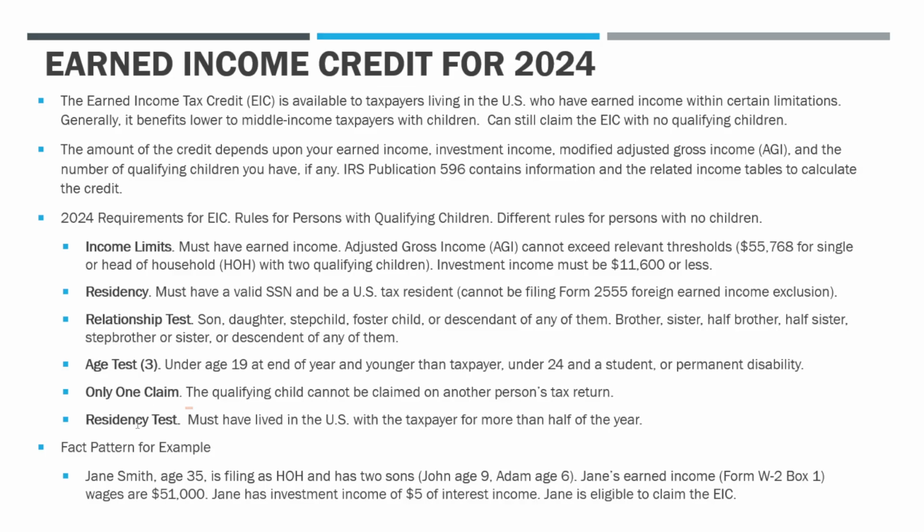All right, so let's look at the fact pattern here. We've got Jane Smith. She's 35, filing as head of household, has 2 sons, ages 9 and 6, and her earned income for the year, so if we were looking at her W-2 Box 1 wages, was $51,000, and she had a little bit of investment income of $5 of interest.